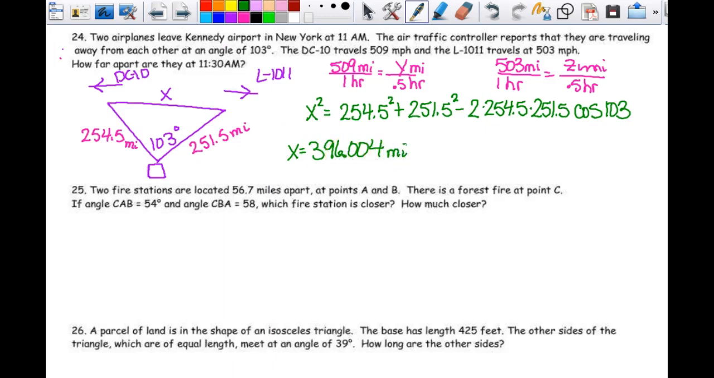Now, nobody asked me for x. Like, I use that variable. I could have called it anything, a, b, c, whatever. So I can't just leave it like that. I have to actually answer the question. So what it asks me for is how far apart are they at 11:30, so I decided at the beginning that that's what that distance is.